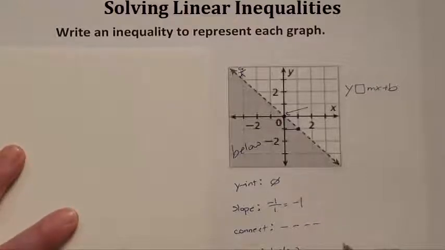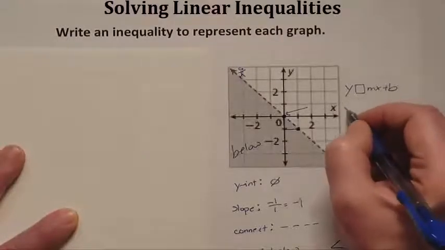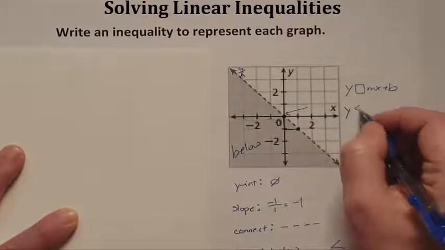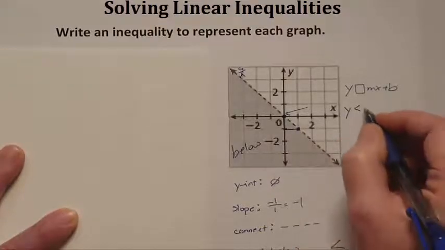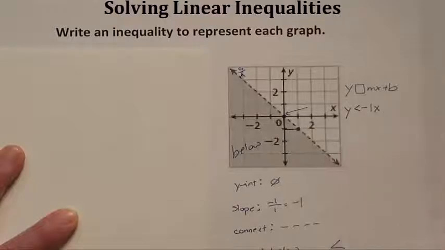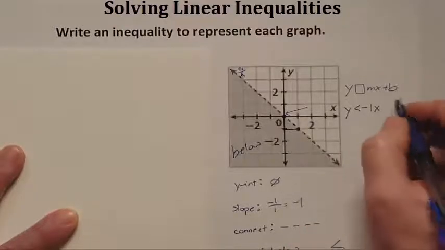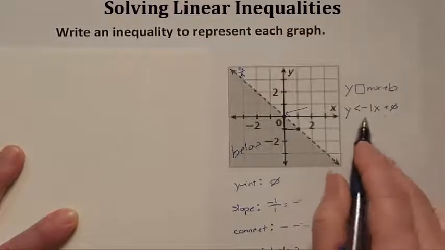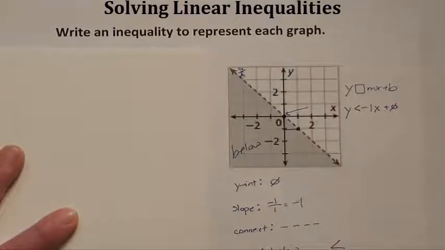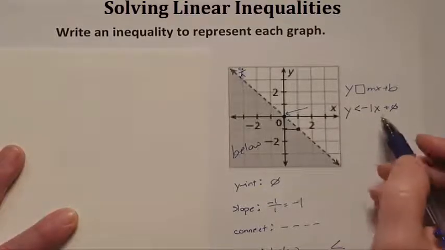If it's going to be shaded below, here's my below symbol. And if it's dashed, that means there's no solid line. So this is the symbol I need. So y is less than, I need my slope, which is a -1. If that is my slope, it's stuck to x. And now I'm supposed to add b, which was 0. Now in theory, this is in proper form. You're okay. Except I want to simplify it a bit.